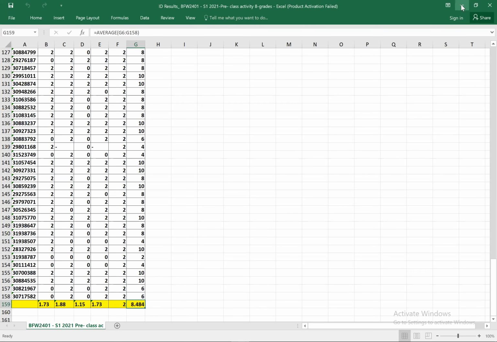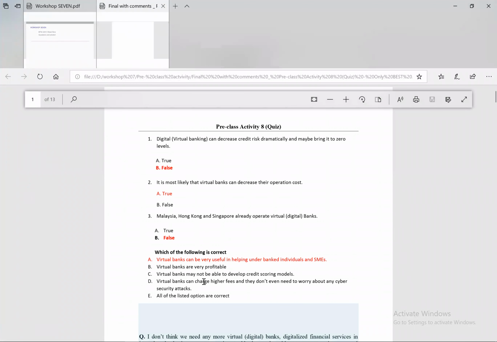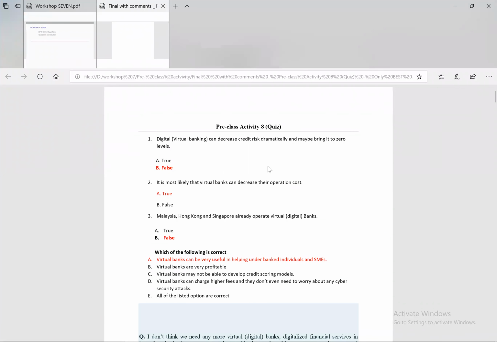Okay. Let me now go to the results. These are the best answers. And so for question number 1, digital banking can decrease credit risk dramatically and maybe bring it to 0 levels. Of course not.